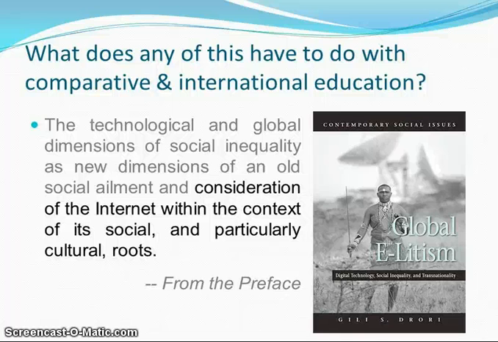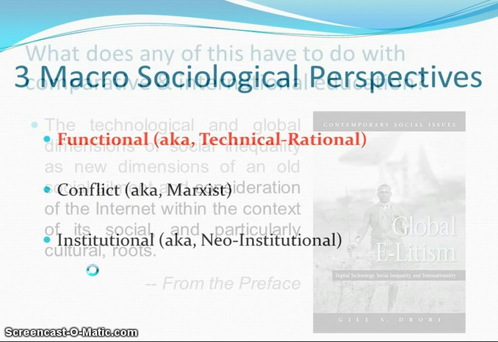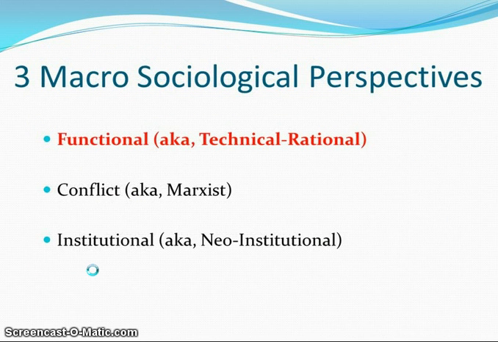So we're talking about Gilly Drury's book, Global Elitism, and how that connects to comparative international education, and how we can think of that from perhaps a sociological perspective with social and cultural roots. And I mentioned in the last screencast that I'd like to introduce, or at least discuss, three macro-sociological perspectives: the functional, the conflict, and the institutional. And you can see that they have various different names. These are just some of the other ways that they're known here.